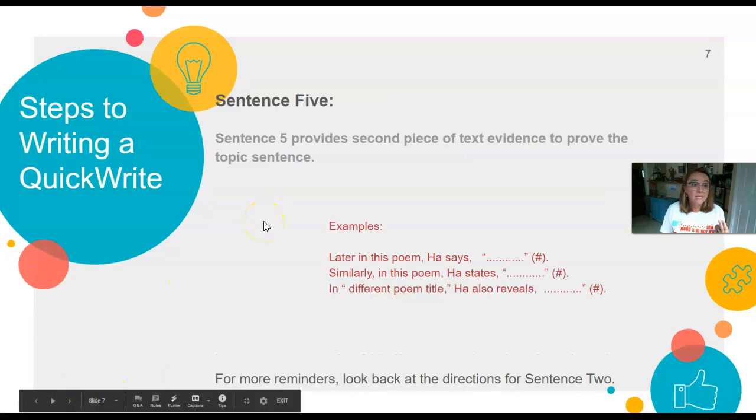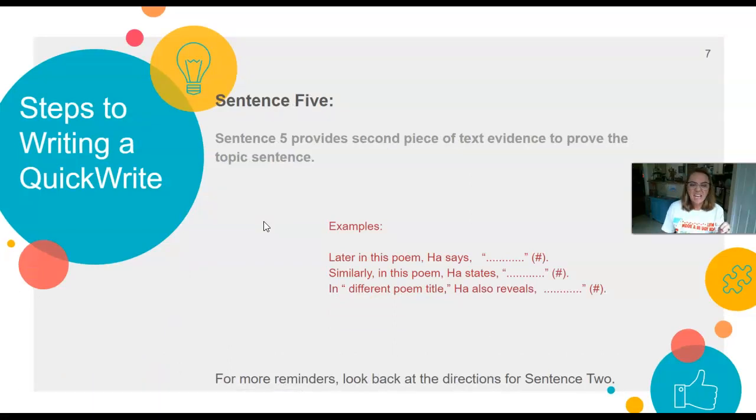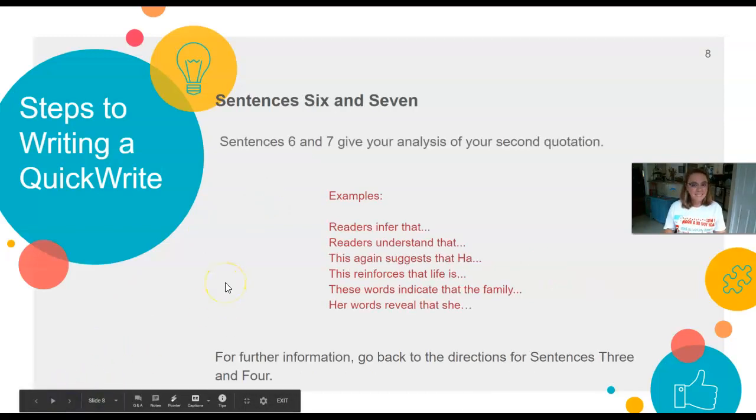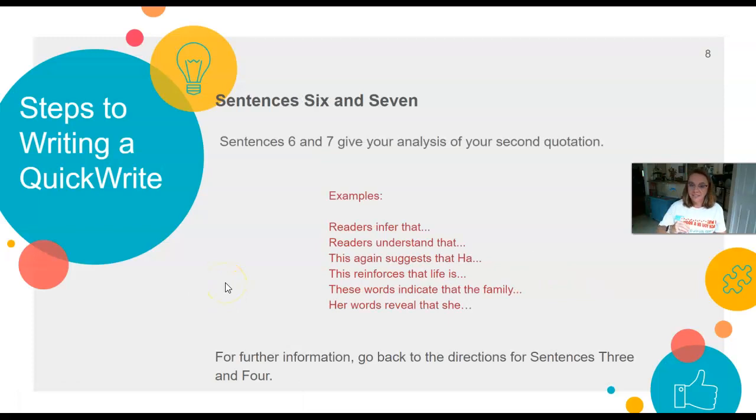Sentence 5 provides a second piece of textual evidence. Same thing as sentence 2. You're going to use another quotation. You're going to introduce it in a different way, like "later in this poem," or "similarly," or "in a different poem." So you have some transition words there to help the reader understand where this next quotation is coming from. If you have more questions about the directions for incorporating a text, then you would go back to those directions for sentence number 2. Okay. Then sentences 6 and 7, same thing, give analysis of your second quotation in that same way.